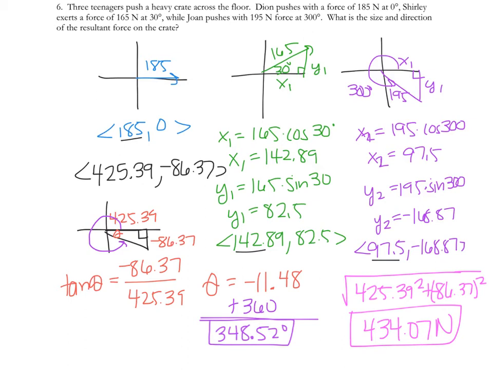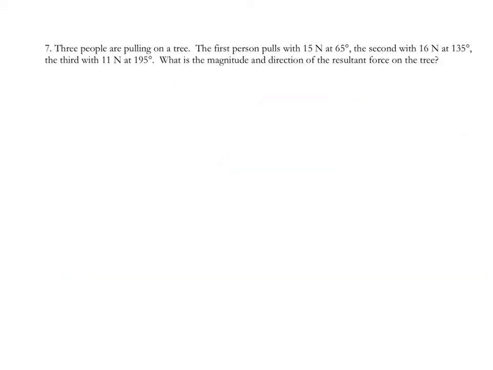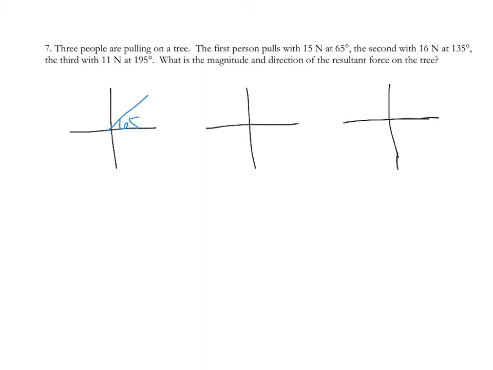Okay, we got one more. This last one here, if I look at all three parts, this is again a 3/4 one. You just got to be really careful with your math here and make sure you're doing each part correctly. The first person pulls at 15 newtons at 65 degrees, so that's in the first quadrant. 15 newtons, there's my triangle. I'll find x1 and y1.